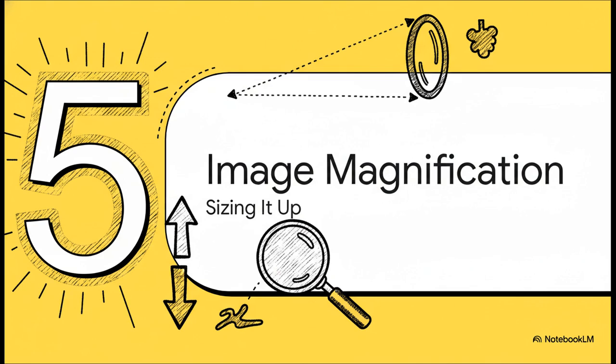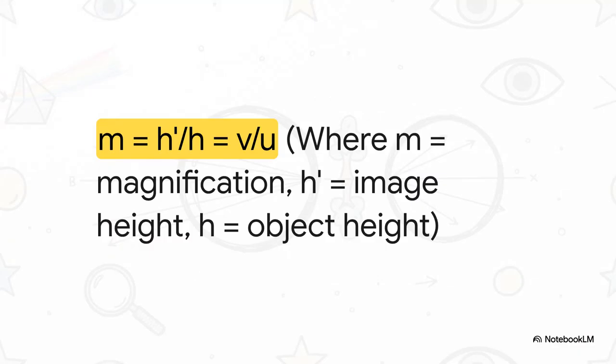So we know where the image is, but what about its size? Is it bigger or smaller? And is it right side up or upside down? This is the final piece of the puzzle, magnification. So the formula for magnification, which we call M, is just the image height divided by the object height. But even better, it's also equal to the image distance v divided by the object distance u. So we can use the numbers we just found to calculate the magnification super easily.